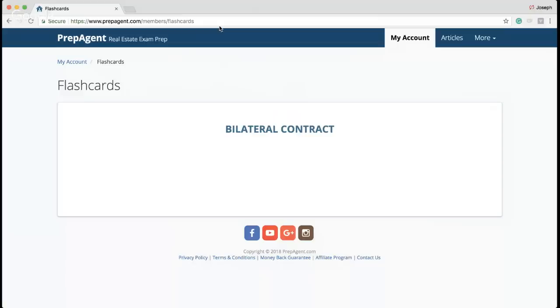Bilateral contract. What's that one about? What's a bilateral contract? And born true, as far as I know, property taxes are always specific liens, but we can look into that more later. A bilateral contract is a promise for a promise. Good.